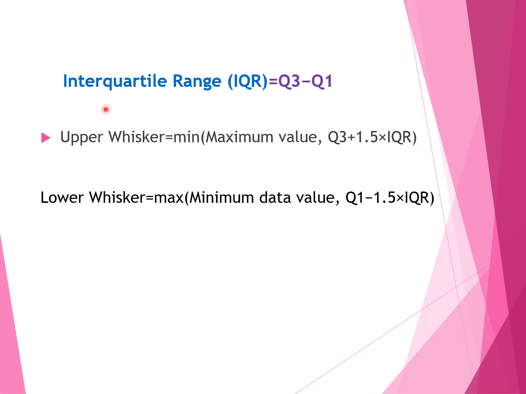There is a term called interquartile range or IQR, which is equal to Q3 minus Q1. For calculating the upper whisker, we can use the IQR, the Q3 value and the maximum value. So upper whisker equals the minimum of (maximum value, Q3 plus 1.5 times IQR). Similarly, we can calculate the lower whisker, which is the maximum of (minimum data value, Q1 minus 1.5 times IQR).